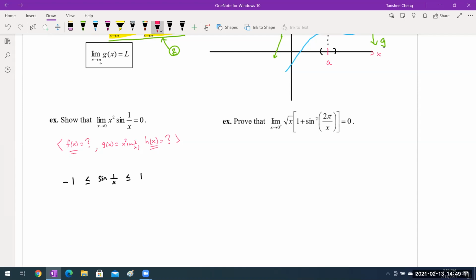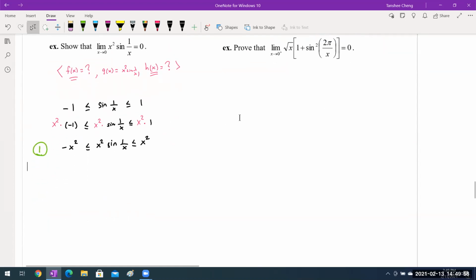And since x squared is a positive value for any x value, if I multiply all three parts of the inequality by x squared, then I will get the same thing. The inequality doesn't change, right? Because of multiplying by a positive value. So now I have negative x squared as the lower bound, and positive x squared as the upper bound of the desired function that we want. So this is basically helping us to get our first case, right? I can state this is our first case.